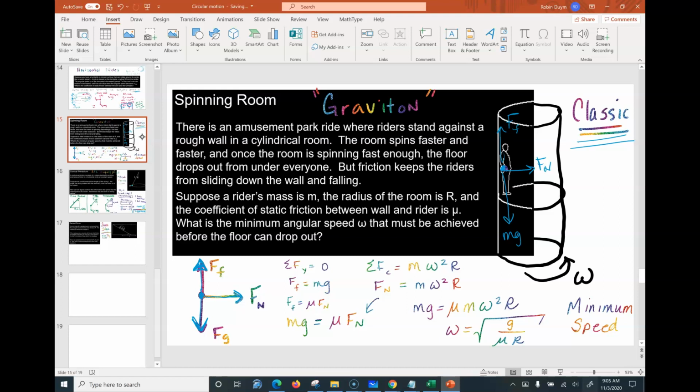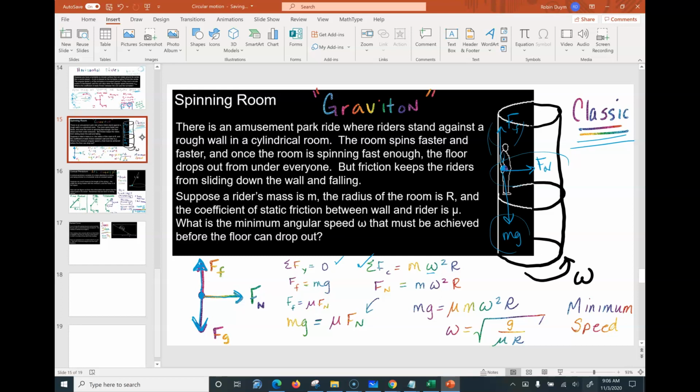All right, so what we're going to do is we're going to sum our forces in the y direction. That's going to be our frictional force minus our weight. And we know that our frictional force is mu Fn. So let's see, then we can sum our forces in the in and out direction. Since it's spinning around and around, we're going to use our omega. Fn is the only force there, and it's directed towards the center of the circle, so we keep it positive, and that's going to be m omega squared r.